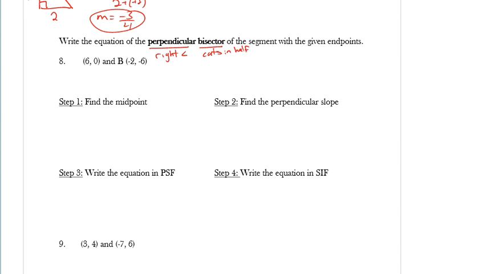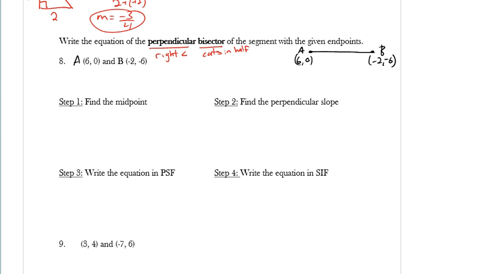Okay, these are things that we've talked about before. So if we look at this original problem, we have these points: A is 6, 0, and B is negative 2, negative 6. So that's a line segment here.